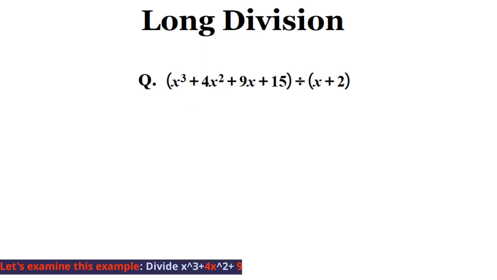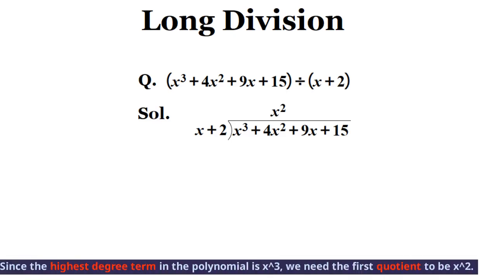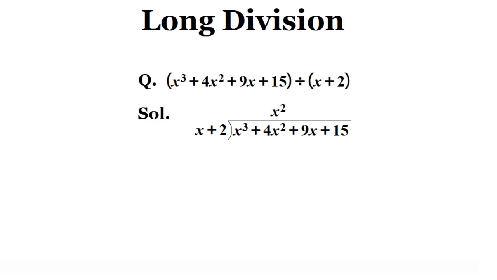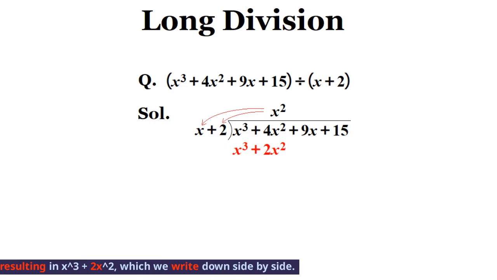Let's examine this example. Divide x cubed plus 4x squared plus 9x plus 15 by x plus 2. We substitute the polynomials just like we do division with numbers. Since the highest degree term in the polynomial is x cubed, we need the first quotient to be x squared. We multiply x squared by x, and then by 2 from the next term, resulting in x cubed plus 2x squared, which we write down side by side.